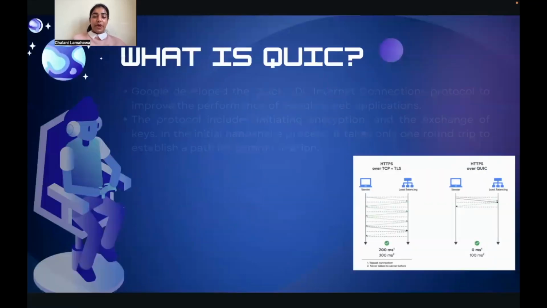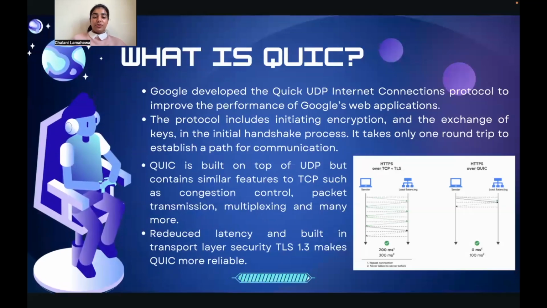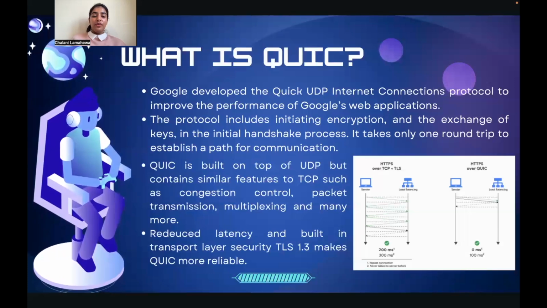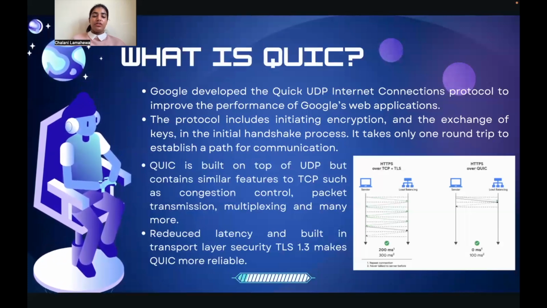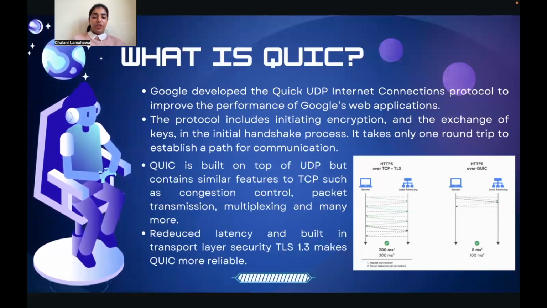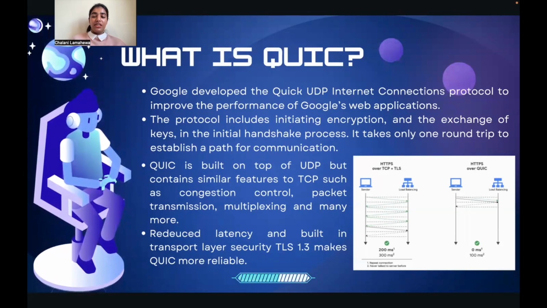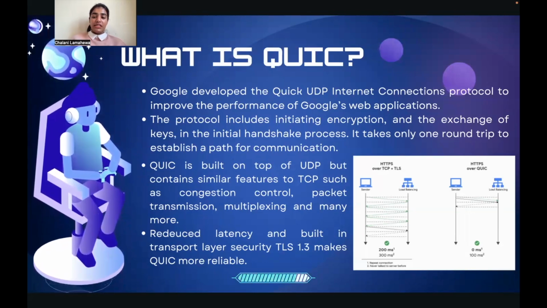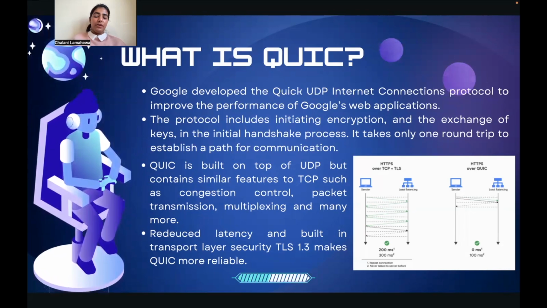First, we'll be talking about what is QUIC. QUIC is a transport layer protocol, which stands for Quick UDP Internet Connections, developed by Google to improve the performance of Google's web applications. This protocol includes initiating encryption and the exchange of keys in the initial handshake process. It also only takes one round trip to establish a path for communication.